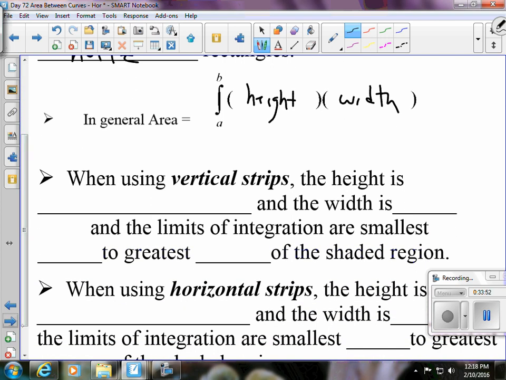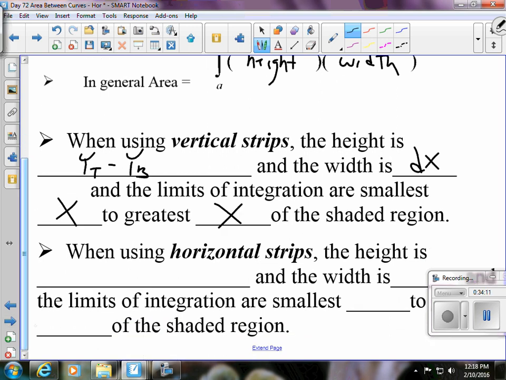When using vertical strips, how do you get the height? Y top minus y bottom. And the width is always dx. And the limits of integration are the smallest blank to the greatest blank of the shaded region. X. Your eyes got to look left to right. When using horizontal strips, the height is x right minus x left, and the width is dy. The limits of integration are the smallest blank to the greatest blank.